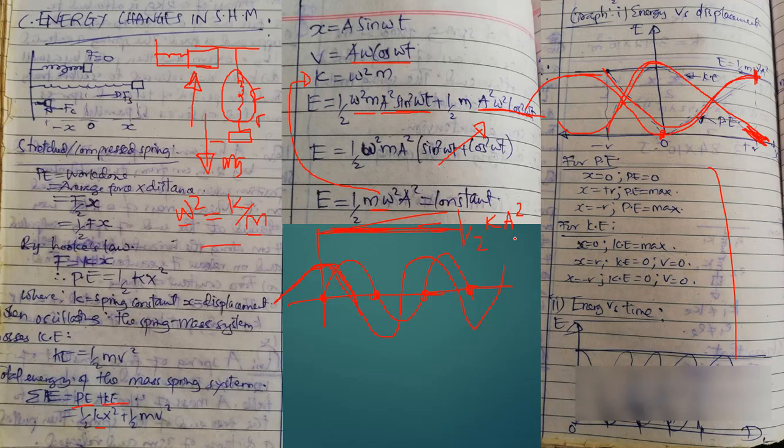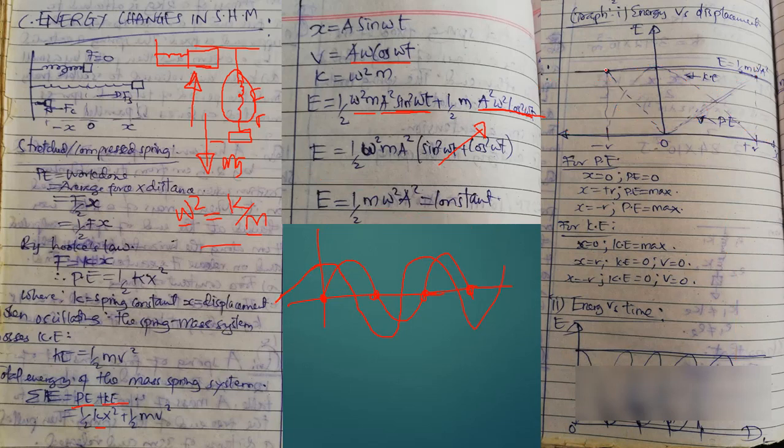We already said velocity is maximum at the center, where x is equal to 0. At the extremities, at the amplitude, velocity is equal to 0. So the energy is purely potential energy at the amplitude. So the total energy is always equal to the potential energy there, at the amplitude.